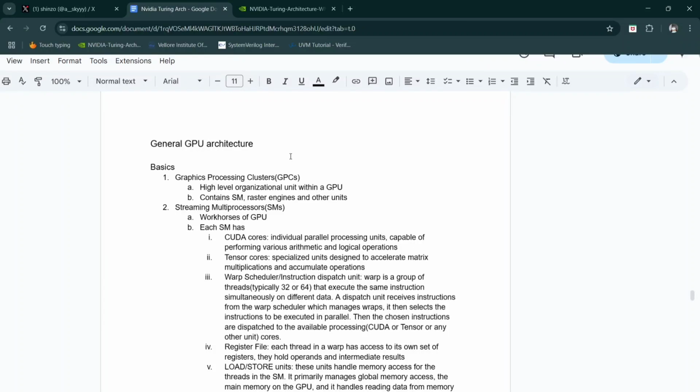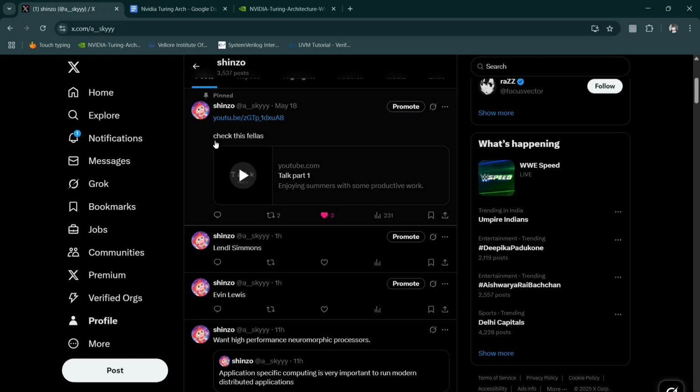Hey folks, a lot of things have changed from the last time I made the part one video of the talk we are doing. In this video, we'll see a general GPU architecture. We'll understand the execution flow of an instruction, how it's being given by the host CPU, and then how the computation actually happens.